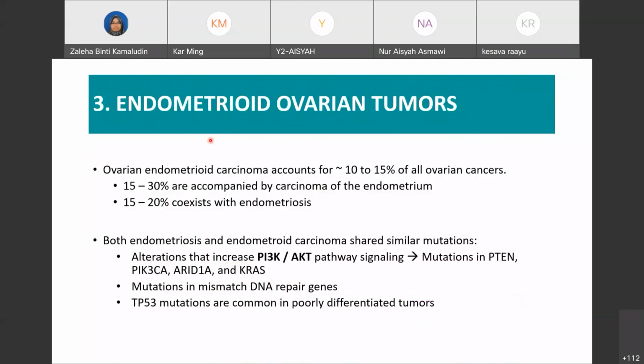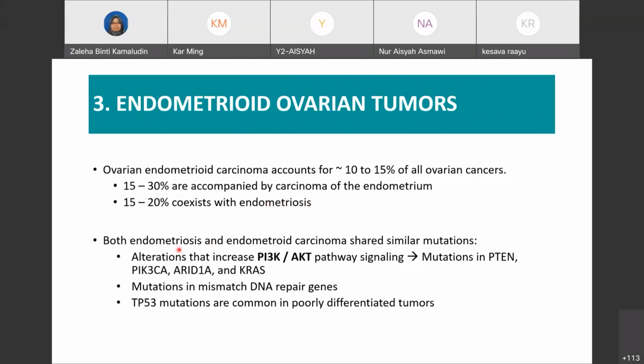The third one of the surface epithelial tumors is the endometrioid ovarian tumor. As I mentioned earlier, the morphology is more like the endometrioid carcinoma of the uterus, but it is located at the ovary. About 15 to 30% of this tumor is accompanied by a carcinoma of the endometrium, which can occur simultaneously, and about 15 to 20% coexists with the presence of endometriosis.